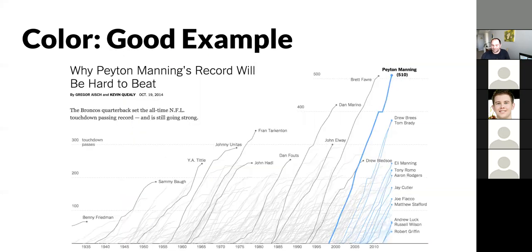Here is an example that I already showed in the introduction lecture that is a great use of color scale. I have only a single color used that highlights an important aspect of this data set: the quarterbacks that are still actively playing football at the time that chart was made.